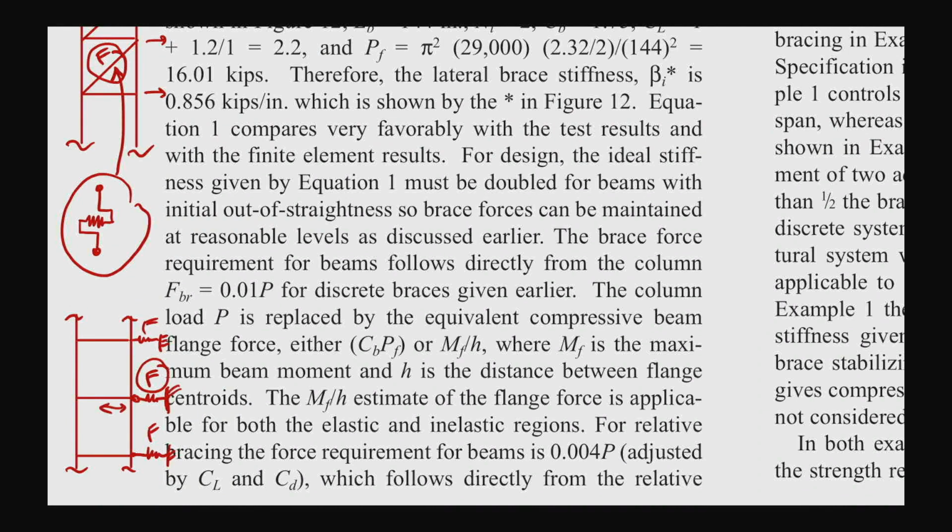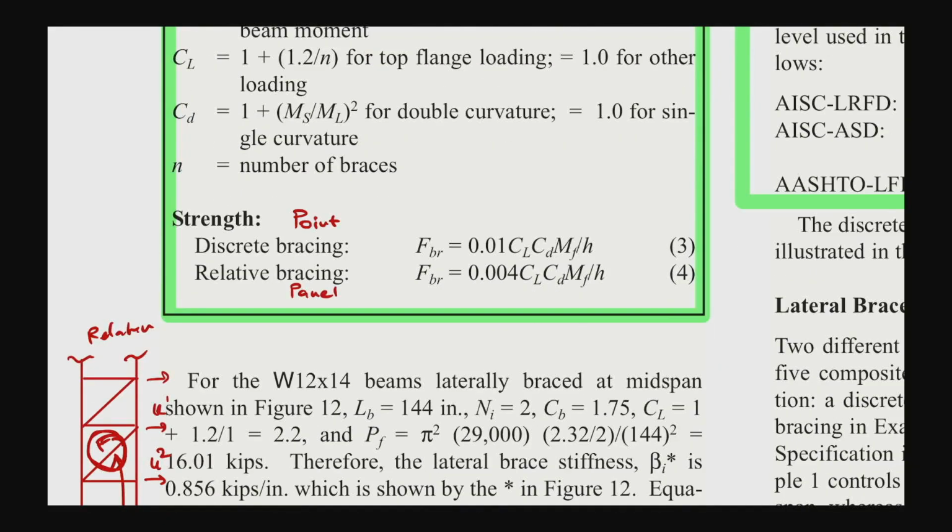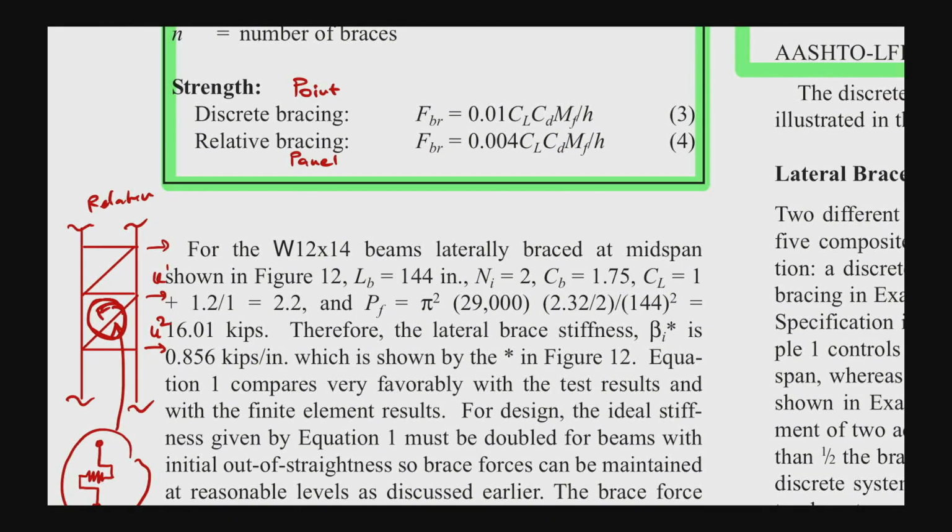deformation, because the total deformation in the spring is referred to the zero fixed point, whereas the force in the brace here is referred to, if you have the U1 here and this is U2, just the relative numbers between U1 and U2. So that is the reason why the bracing force in the discrete bracing is higher than the relative bracing.